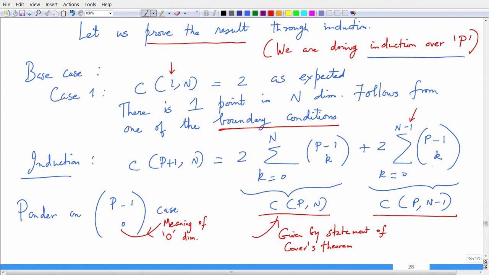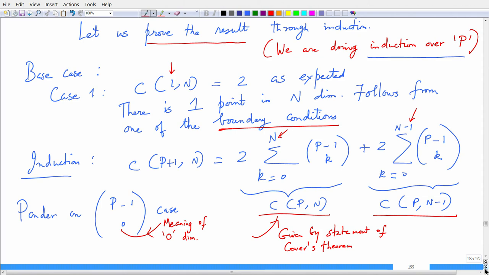Observe carefully the upper limit in the summation. This is a small algebraic detail, and at this stage the careful student should ponder the case with p minus 1 choose 0. What does it mean when we are at 0 dimensions? When we are at 0 dimension, it is basically a point, and p minus 1 choose 0 is essentially 1, and therefore we have again 2 possibilities there, and that is the reason why we have this term 2 here.